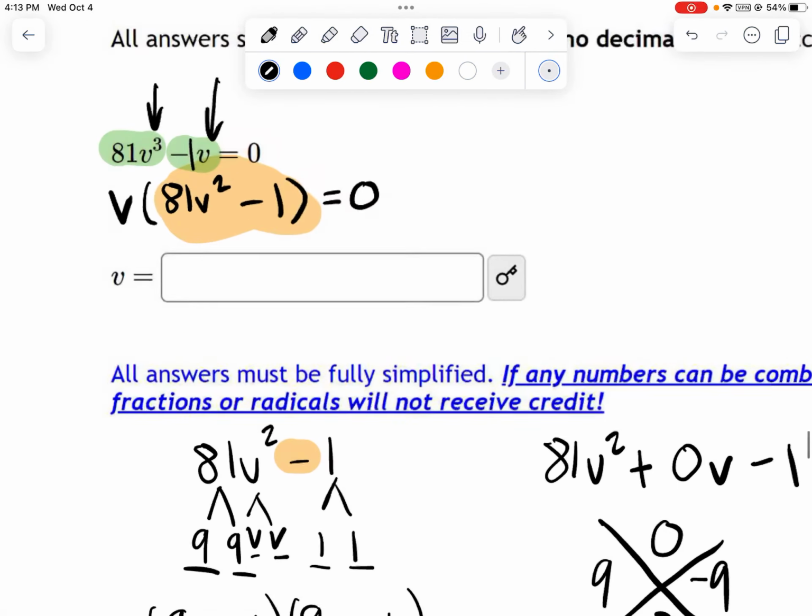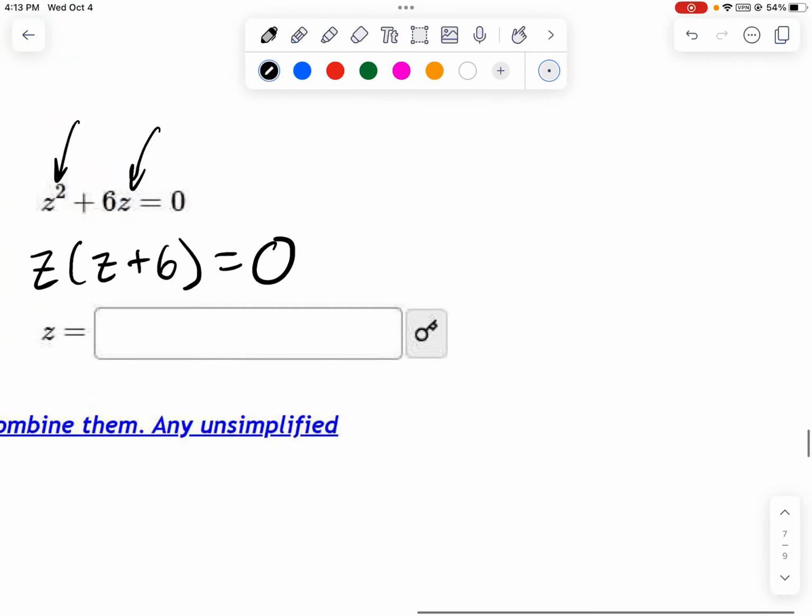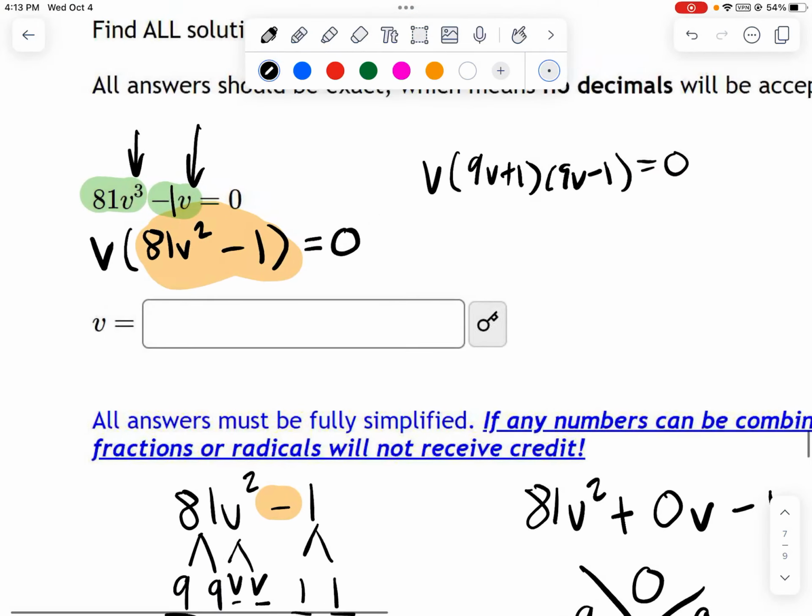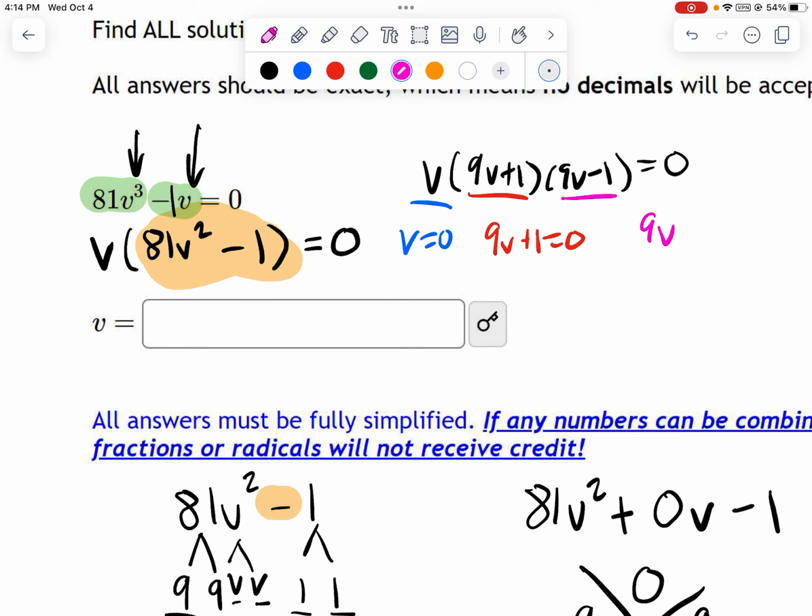So on the left side, now we have our v on the outside, 9v plus 1, 9v minus 1 equals 0. Now, where do you go from here? Once you finish factoring, remember, you have to set each factor to 0. Factor meaning everything with a variable is a factor. So here's factor number 1, set it to 0. Here's factor number 2, set it to 0. Here's factor number 3, set it to 0. And then solve for the v.